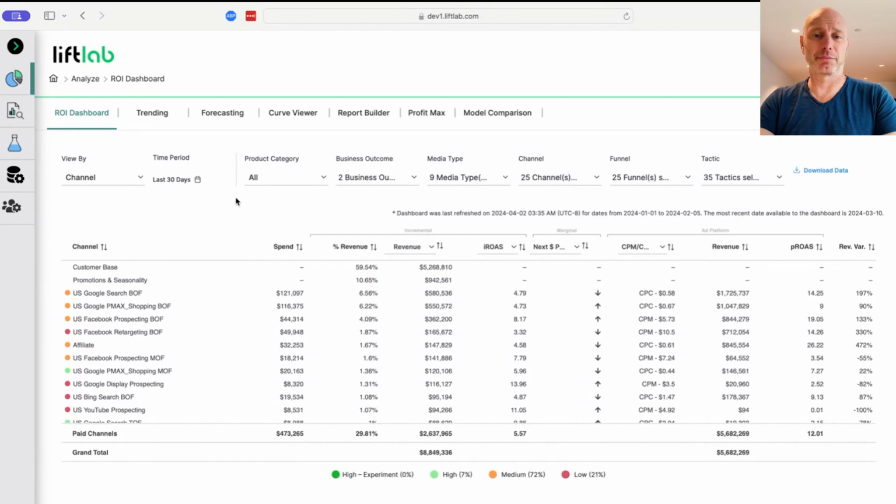We realized that there had to be a better way. We collaborated with some really smart marketers to make a more reliable way. So let's go look at where this lives inside of LiftLab. The better way inside of LiftLab starts here.